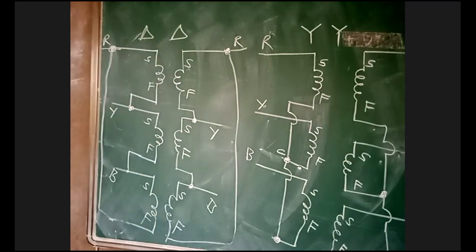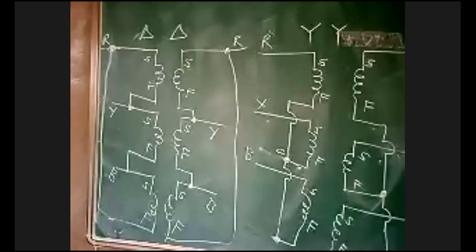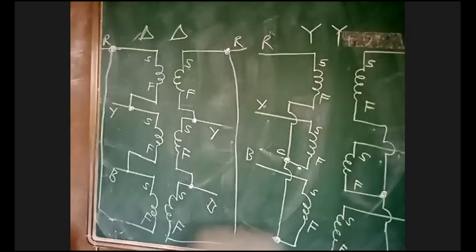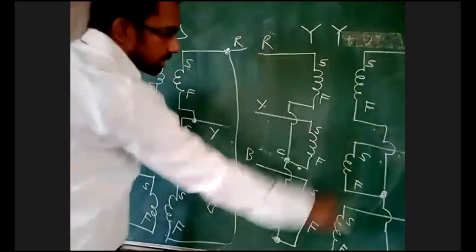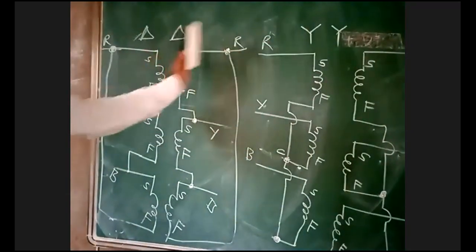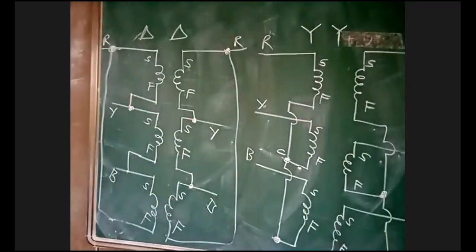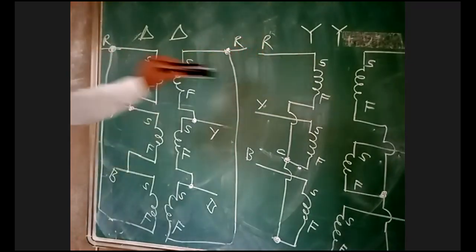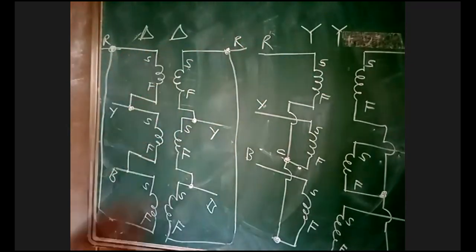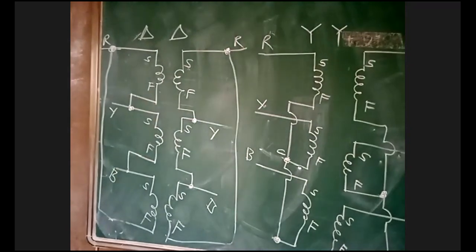What is the next connection? Star to delta. In star delta, you draw the primary side star and the secondary side delta. Next one is delta star. Primary side is delta, and on the secondary side you draw the star connection.